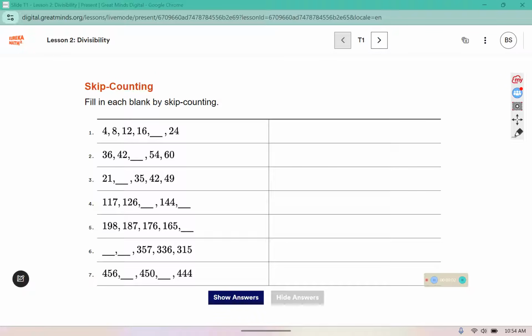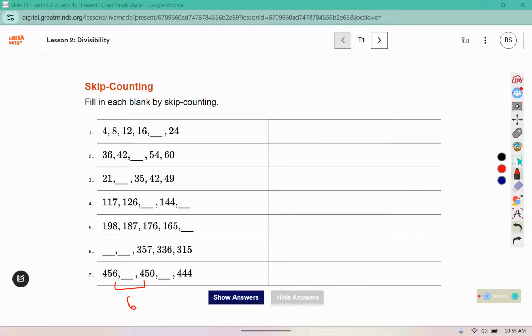You are filling in each blank by skip counting. I'm going to look at number 6 and number 7 with you, and then you can do 1 through 5 on your own. I see in number 7, from 450 to 456, that changed by 6.